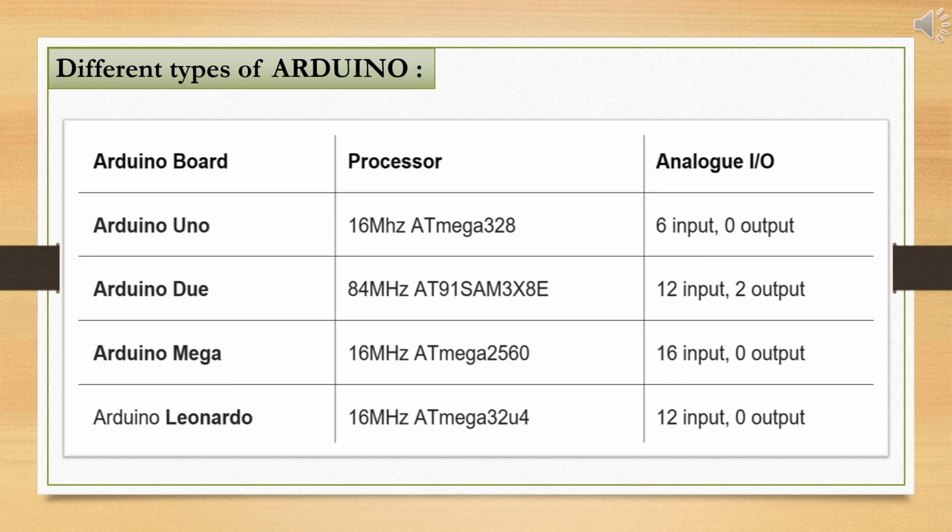Arduino Uno board has the ATmega328 microcontroller with 6 analog inputs and 0 analog outputs. Arduino Due has the AT91SAM3X8E microcontroller with 12 analog inputs, 2 analog outputs. In Arduino Mega, the ATmega2560 microcontroller is used with 16 analog inputs, 0 analog outputs. In Arduino Leonardo, we have the ATmega32U4 microcontroller with 12 analog inputs, 0 analog outputs.